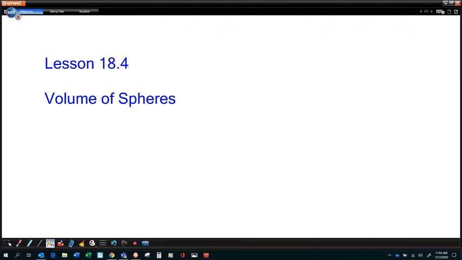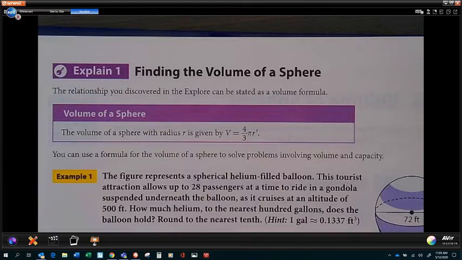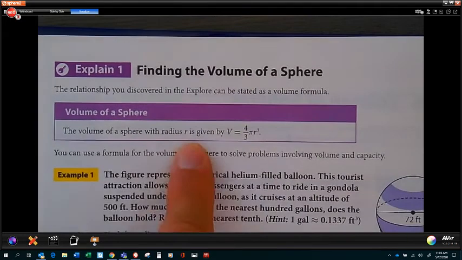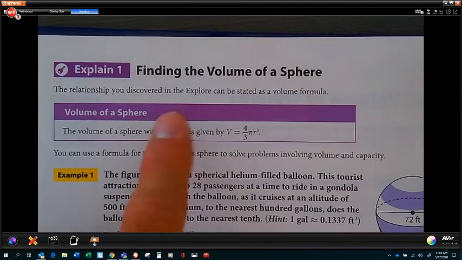For our last lesson here, 18.4 for geometry, we're going to look at the volume of spheres. All right, here we go. Take a moment and write down the volume of a sphere with radius r. And remember, this is in terms of radius, not diameter.